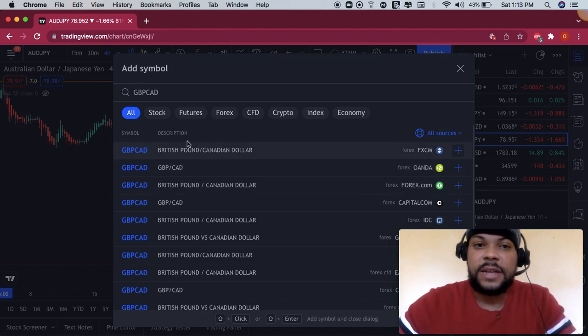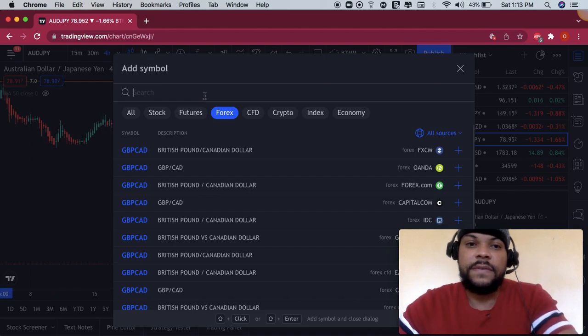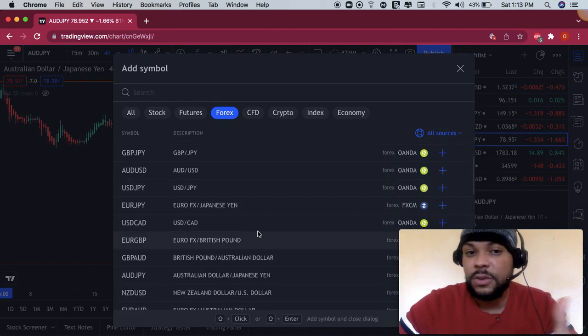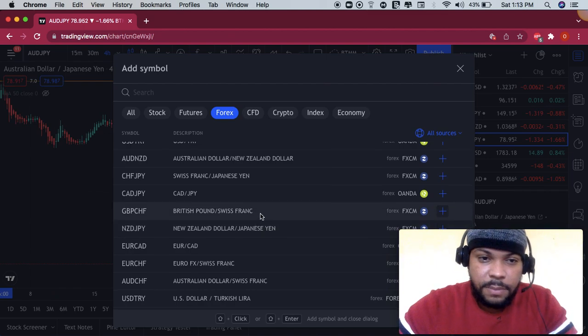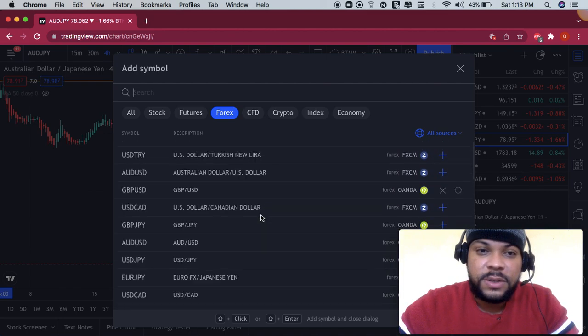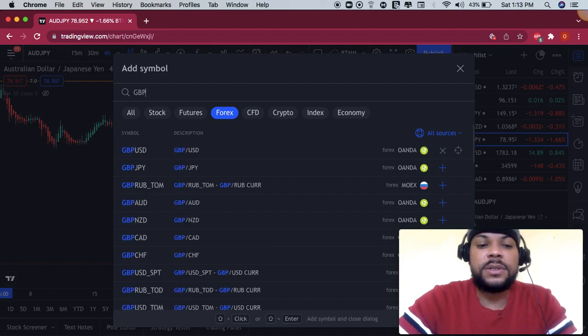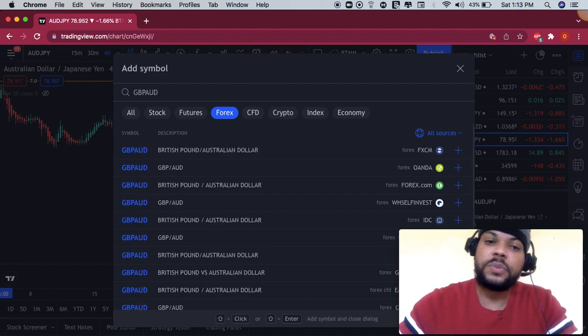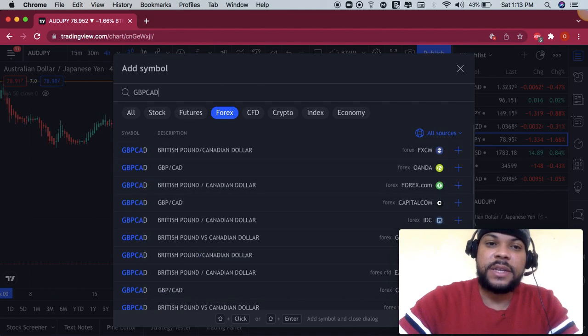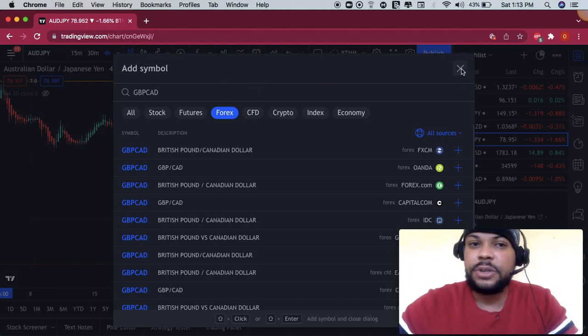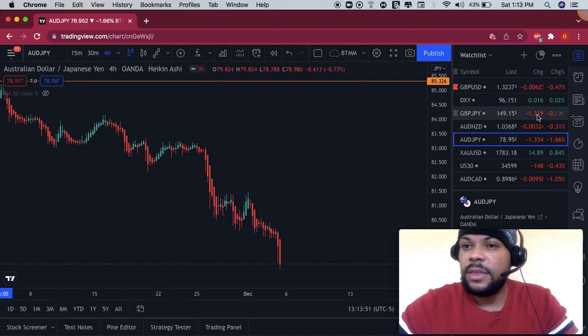If you want to add, well, you can just select Forex actually to see all the Forex pairs available to you, and you can manually go through this list, but that's very time consuming. So what I normally do is I just go here and I just type what I want. So if I want GBP AUD, that's what I type. If I want GBP CAD, that's what I type. Very simple. So that's pretty much that, I think.